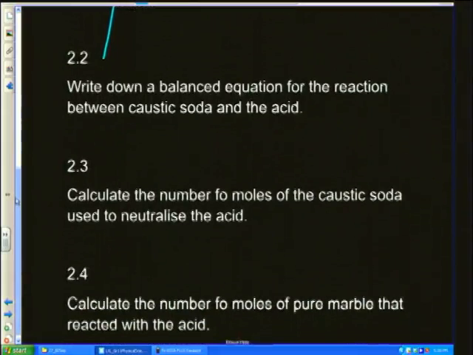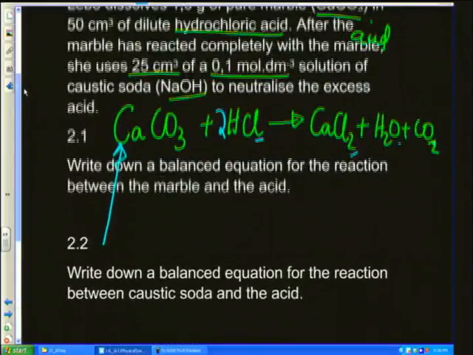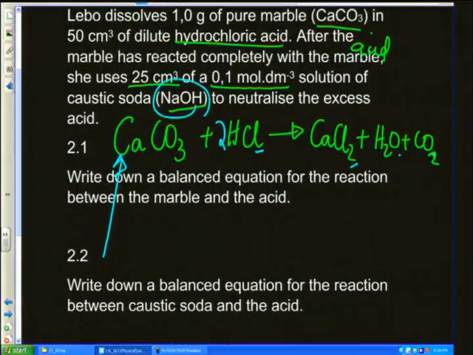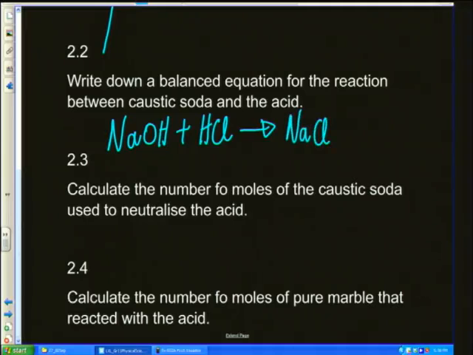Now 2.2, write down a balanced equation for the reaction between caustic soda and the acid. Now caustic soda is what? It's sodium hydroxide, and the acid is HCl. So you've got NaOH plus HCl. You're producing the salt sodium chloride plus water. Okay. Now, balancing. This is balanced, so I don't have to balance it. Balanced as it is: 1 sodium, 1 sodium, 1 oxygen, 1 oxygen, 2 hydrogens, 2 hydrogens.